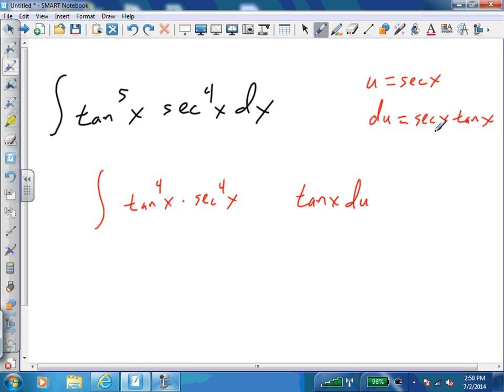So we're going to take one of these tangents out. We're going to change everything to secants. Well, if our du is secant tangent, we also need one of these secants. So let's take one of these secants out and move it here. So that would be what, secant cubed? So secant tangent, that should be dx.